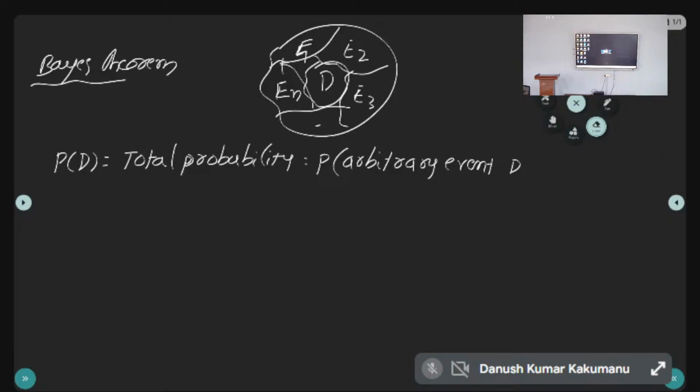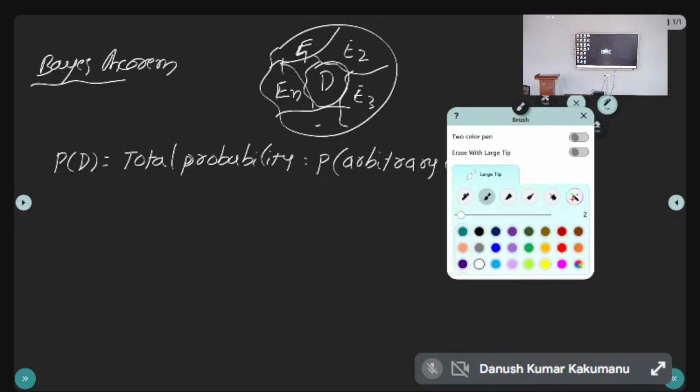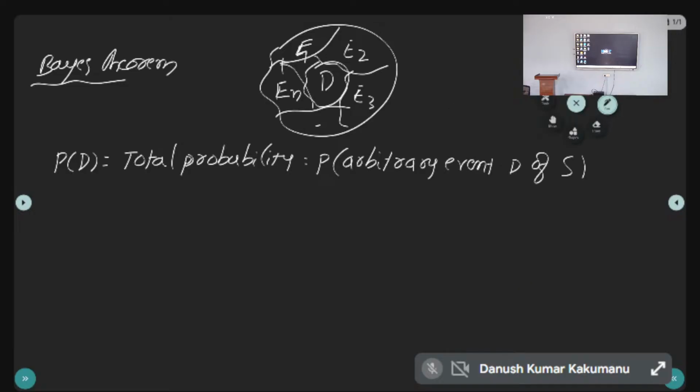Meaning is same. Arbitrary event D of S. Let capital D be any arbitrary event of a sample space that arises from E1, E2 and E3 only. That is nothing but P of D. Mathematically we can give a notation as P of D, and we call it the total probability textbook format.